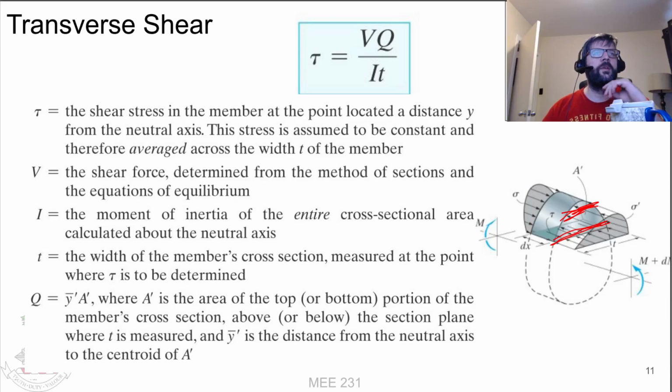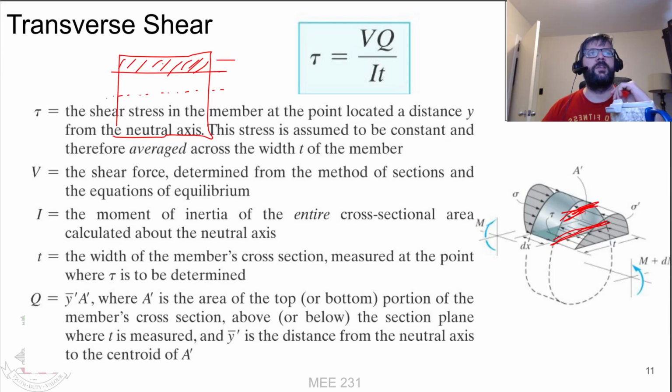So if we had just a rectangle here, and say here was our neutral axis, and we were trying to figure out what the shear stress would be across this cross section, we'd be calculating the Q based upon this area and its distance, its y bar, from the neutral axis. And likewise, we'd also be using the t for that. In this instance, it's a rectangle, so the t is constant.